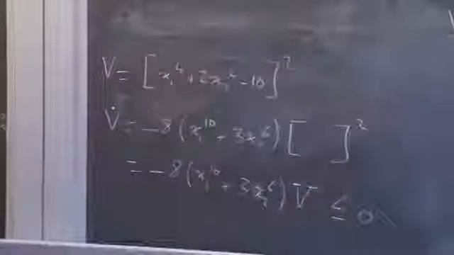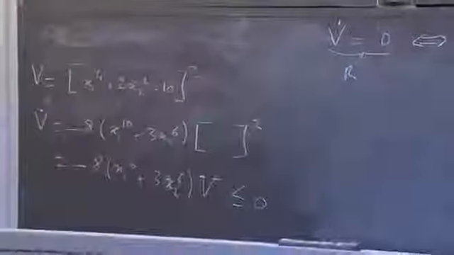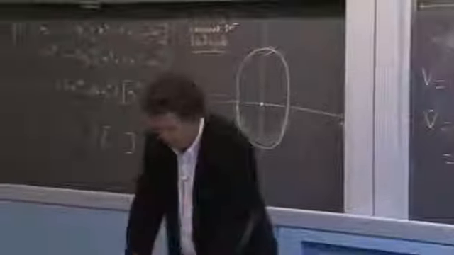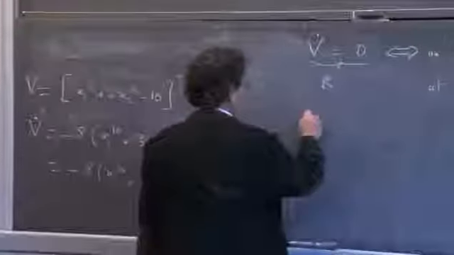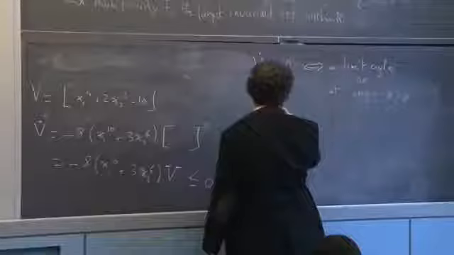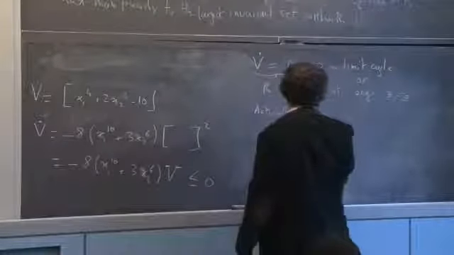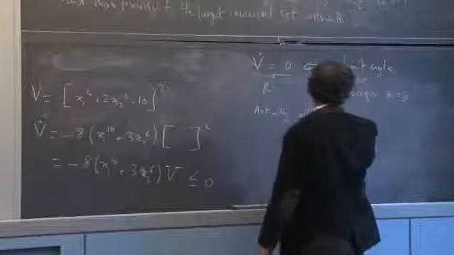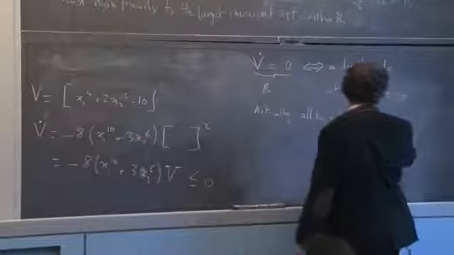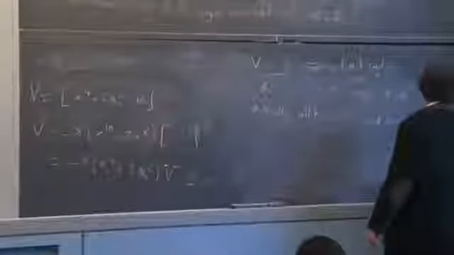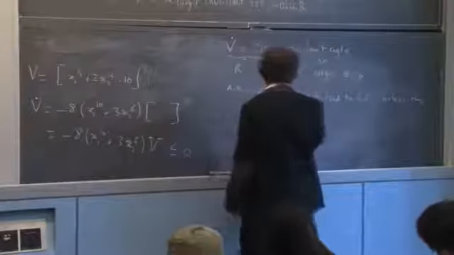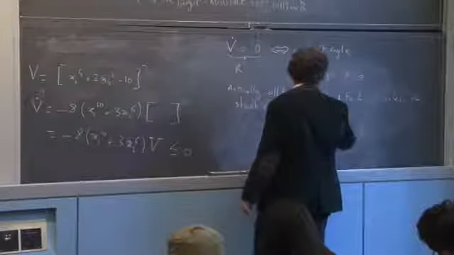Now, how can we show this? Well, we could try. So that's what we want to show, right? Actually, all trajectories tend to the limit cycle, LC, unless they start exactly at x equals 0. So how can we show this?